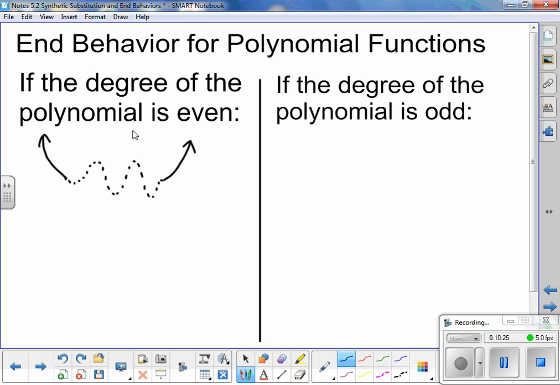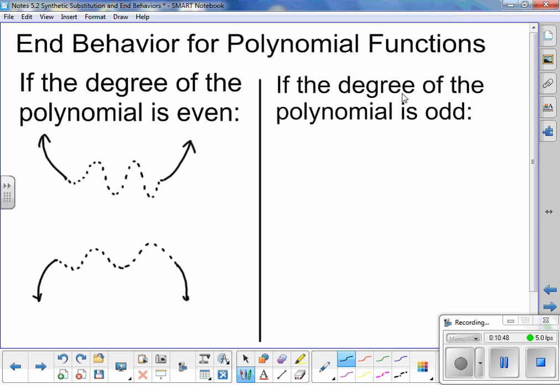So if it's an even polynomial, meaning the degree is even, both sides go up, or you might also have both sides going down. Okay. Once again, there might be all kinds of other stuff happening inside of here. I don't really care at this point. All I care about is the up and the down, the end behavior of the actual graph.